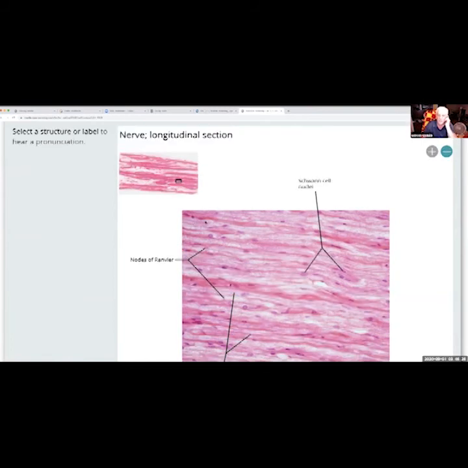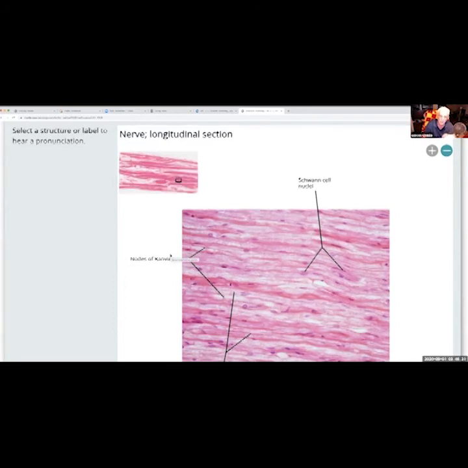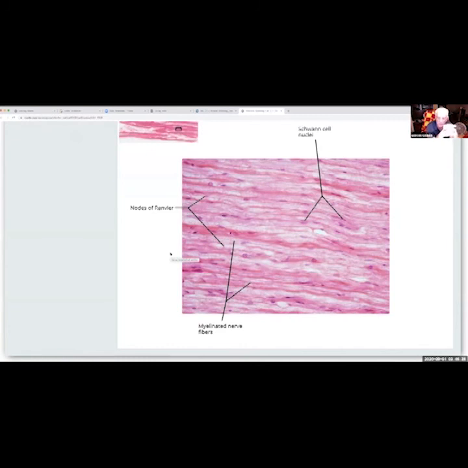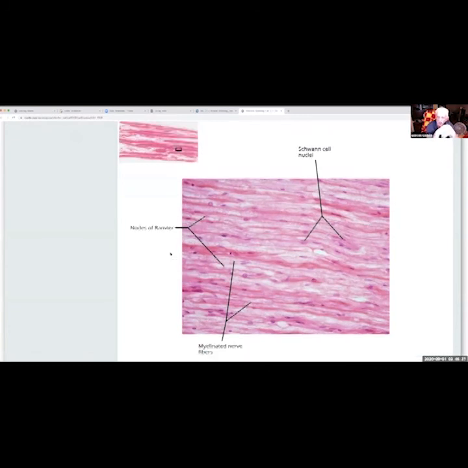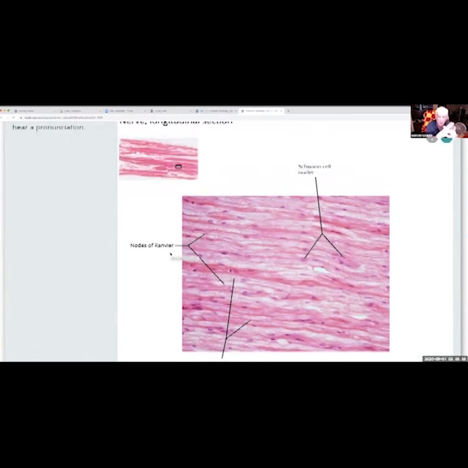Okay. And then you have the nodes of Ranvier, which are the separations where the myelin breaks. You have the myelin nerve fiber that surrounds it. And what makes myelin is what's called Schwann cells. Now, the Schwann cells play a really important role.